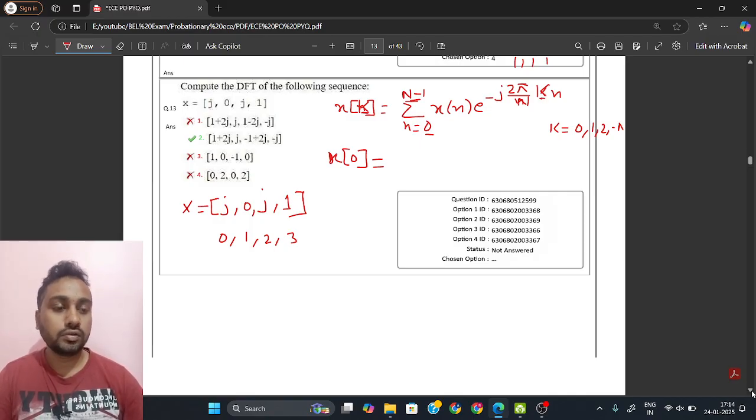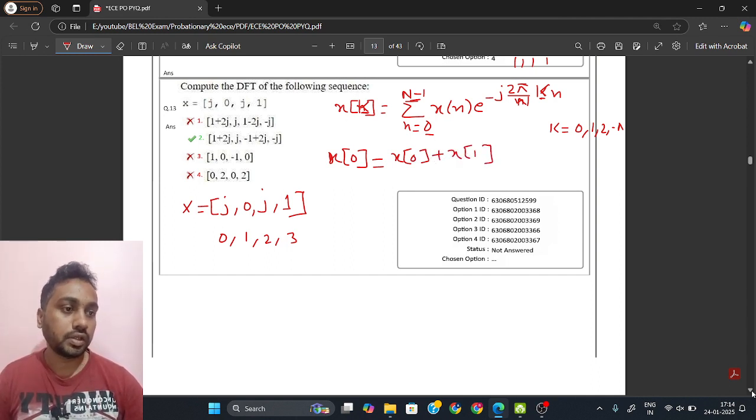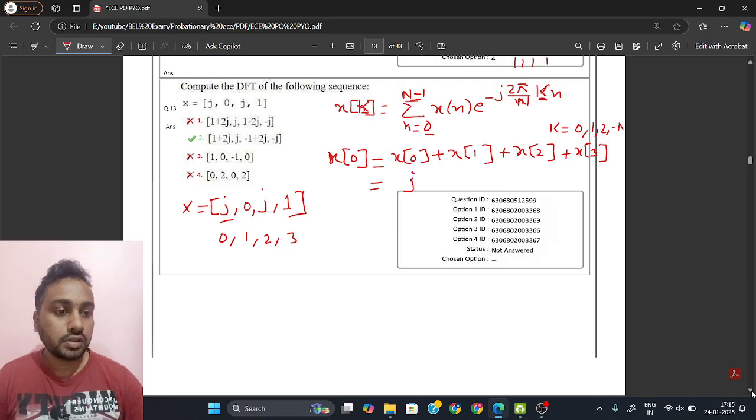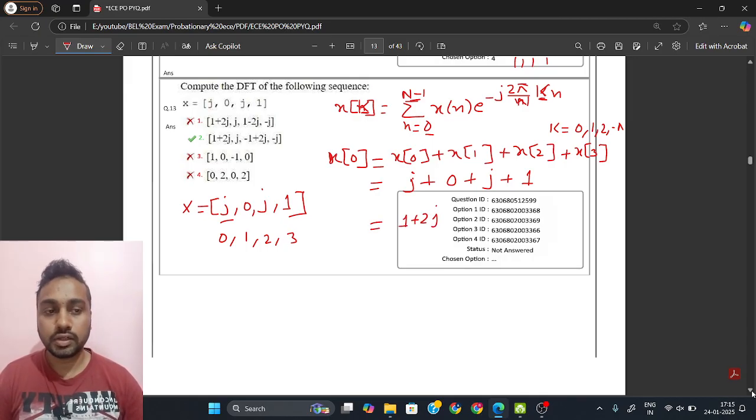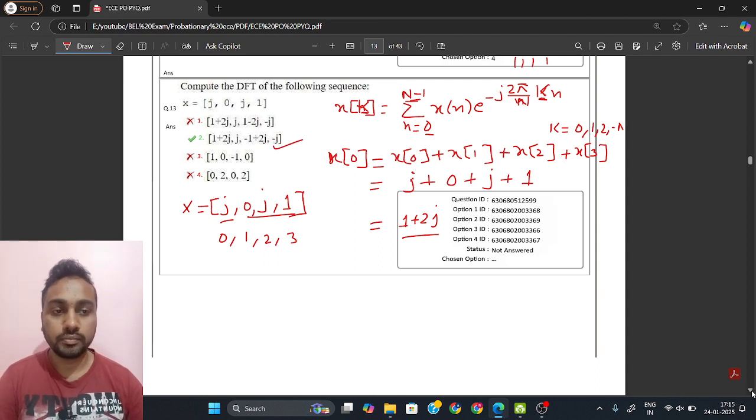Then you write x of 0 plus x of 1, and the same: if you put k equal to 0, then all the exponent terms will be 0. Then x of 2 and x of 3. Now the values are j, plus 0, plus j, plus 1. So we can write it as 1 plus 2j. Like that you have to find it for all the conditions. So here the answer will be option B.